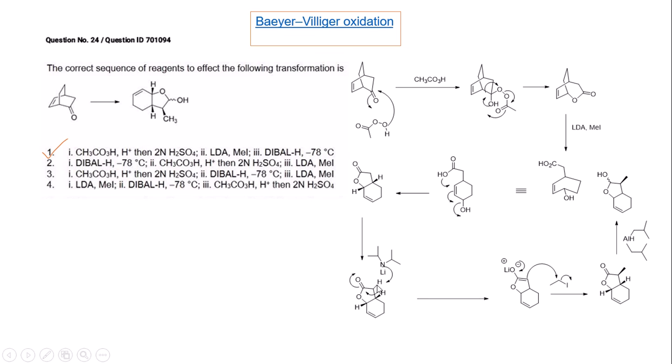the alkyl group, after the elimination of the hydrogen atom in presence of LDA, must come to the above side, and hence the alkyl group goes to the top side to give the desired product. So option 1 is correct, that is the Baeyer-Villiger oxidation, followed by the reduction of this diol to give the lactone to lactol. So option 1 is correct: the Baeyer-Villiger oxidation, then the methylation in presence of LDA, then the reduction.